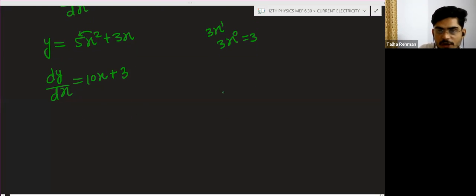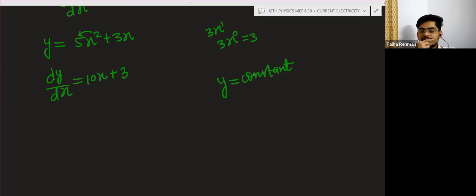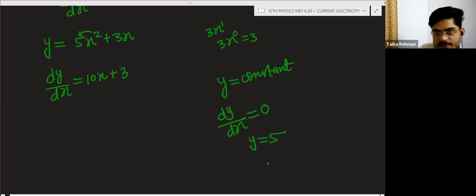Always remember, if the value of y is constant and we want to differentiate a constant with respect to x, suppose I want dy by dx, then it will always be equal to 0. Like if y is given as 5 and I want dy by dx, it is equal to 0.